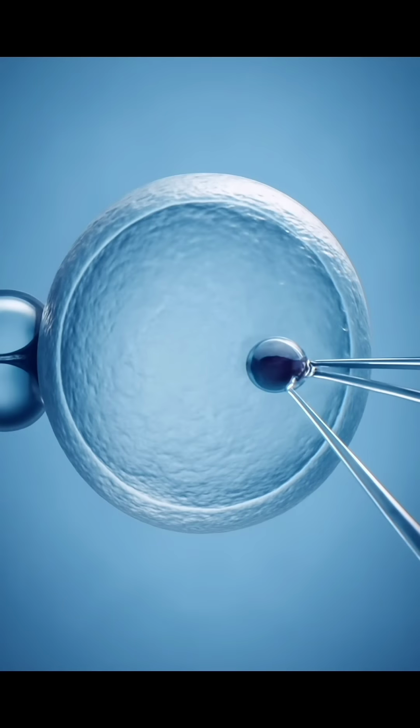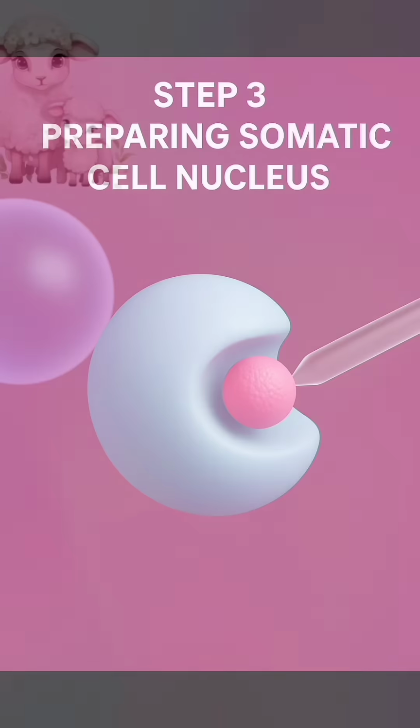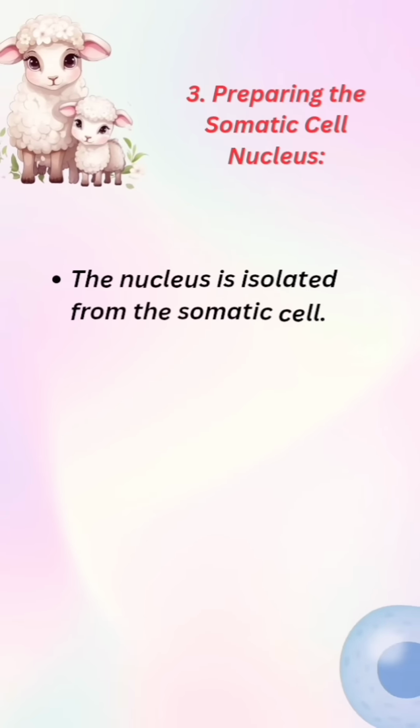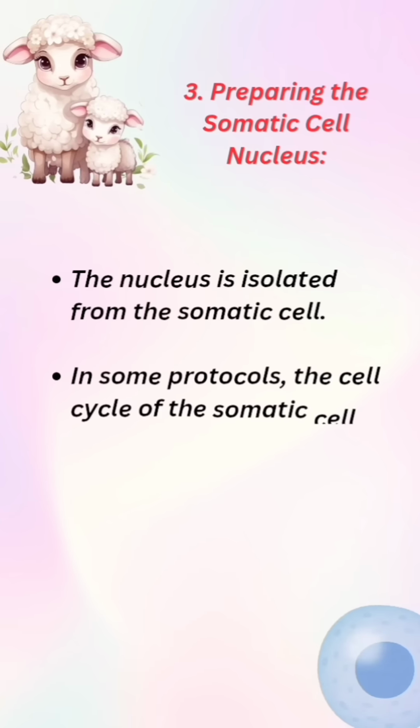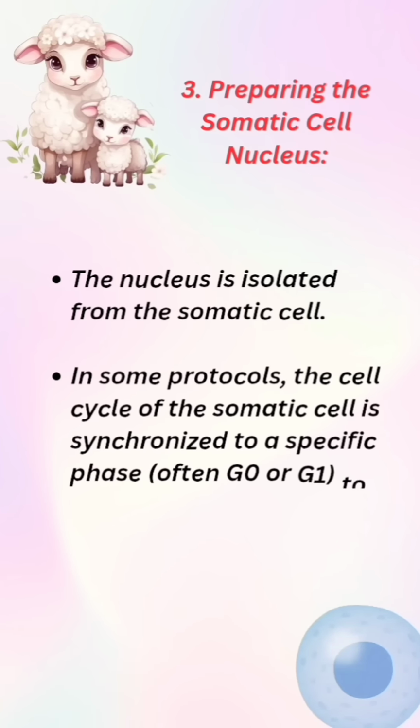3. Preparing the somatic cell nucleus. The nucleus is isolated from the somatic cell. In some protocols, the cell cycle of the somatic cell is synchronized to a specific phase, often G0 or G1.